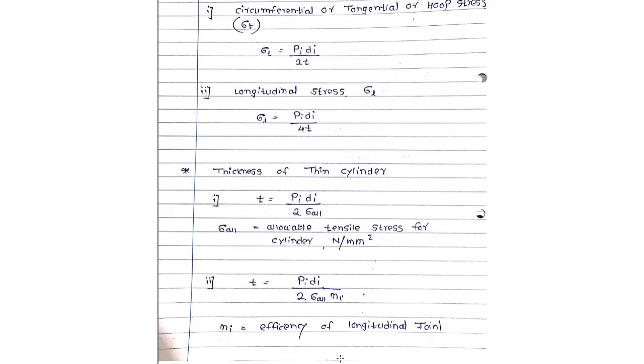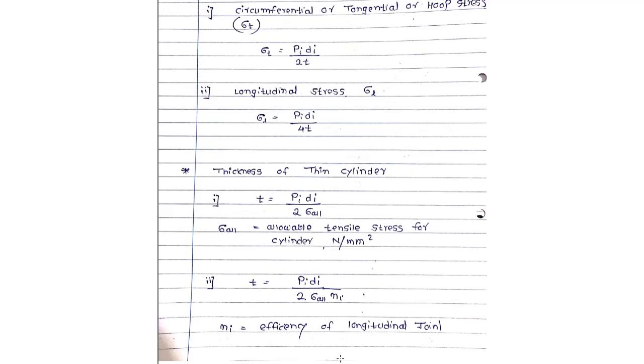Next, Di is nothing but the inner diameter of the cylinder, and this T is nothing but the thickness of the cylinder wall. Okay, the next point that we are going to see is the thickness of a thin cylinder. How are we going to calculate the thickness of a thin cylinder if they ask in the numerical? In that case, this T is nothing but Pi into Di divided by 2 times sigma all. Here, sigma all is nothing but the allowable tensile stress for the cylinder, and its unit is Newton per mm square.